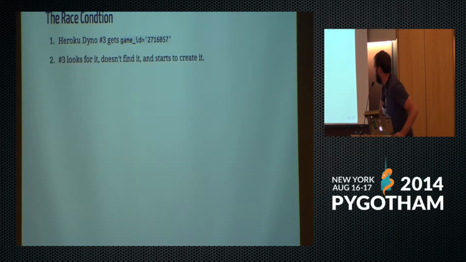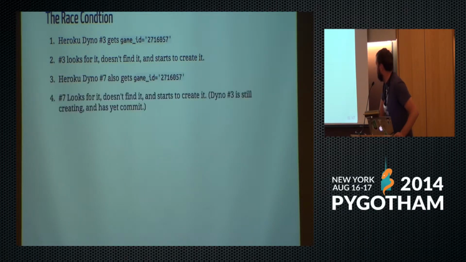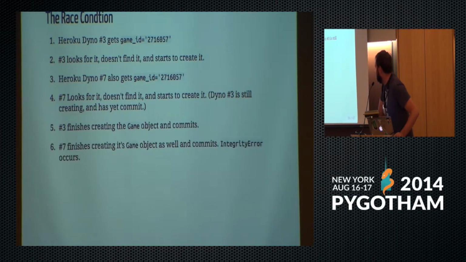Just to demonstrate how this could happen, number 3 gets this game ID. It looks for it, doesn't find it, so it starts to create it. While it's creating it, 7 gets that same game ID. It looks for it, doesn't find it, starts to create it as well. Dyno 3 finally creates it and then commits. Dyno 7 is done creating it as well, and it commits, and now the integrity error occurs.